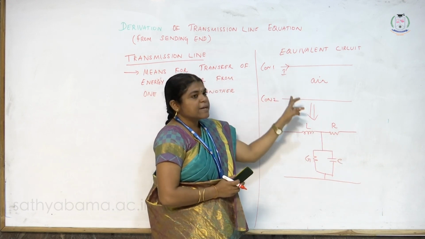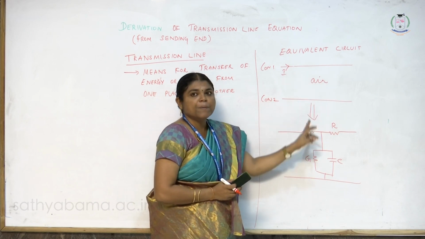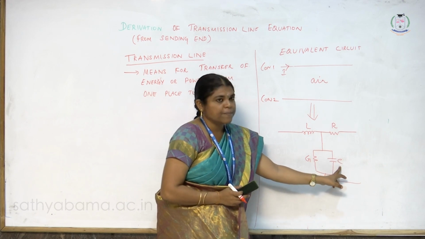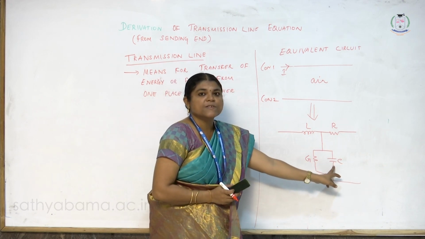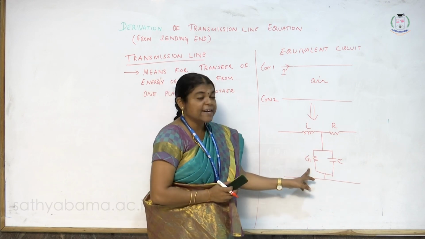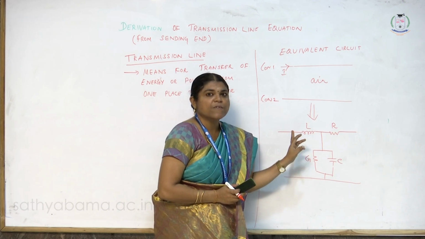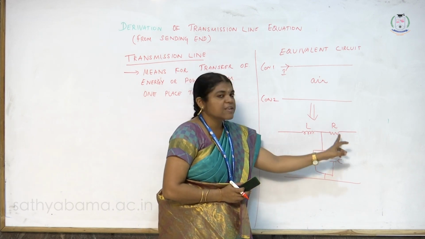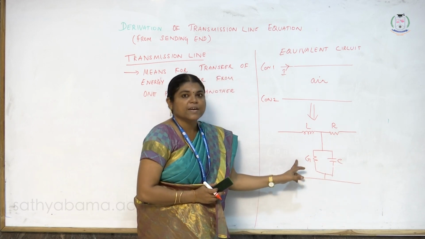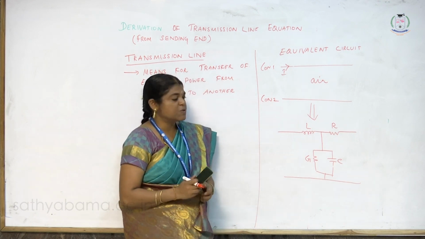And this setup, that is two conductors separated by a dielectric medium, can be modeled as a capacitor, which I have drawn here. And this capacitor will always be lossy. To illustrate that, we have added a conductance G. So, this entire setup, made of a series inductor, a series resistor, a parallel capacitor and a conductance, makes up the equivalent circuit of a transmission line.